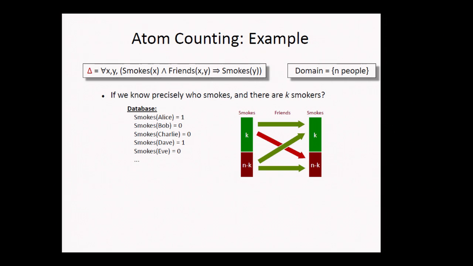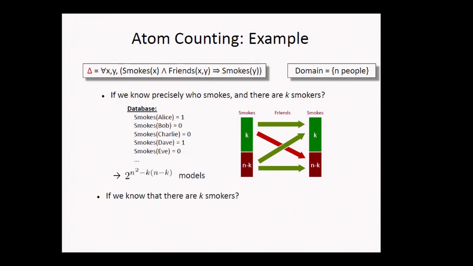So what you get is that there are n squared possible friendships between n people, and they're all allowed except for the friendships between the k smokers and between the n minus k non-smokers, right? So this is your model count. You can make 2 choices for everyone, except there are friendships between the smokers and the non-smokers. But of course, we don't know precisely who is a smoker. We just get this sentence in first-order logic as input, and we don't get this extra information.